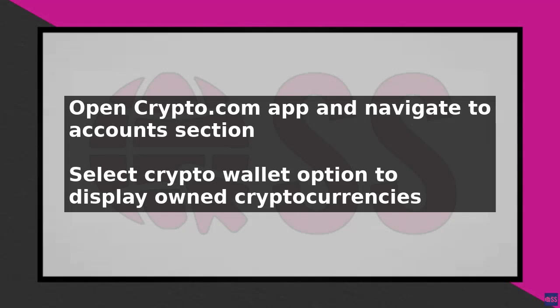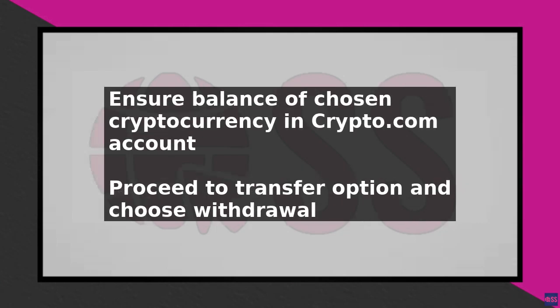To transfer cryptocurrency from Crypto.com to a Ledger Nano X, start by opening the Crypto.com app and navigating to the Accounts section, where you'll find the Crypto Wallet option. This will display a list of all the cryptocurrencies you currently own. So select the one you want to transfer, such as USDT.